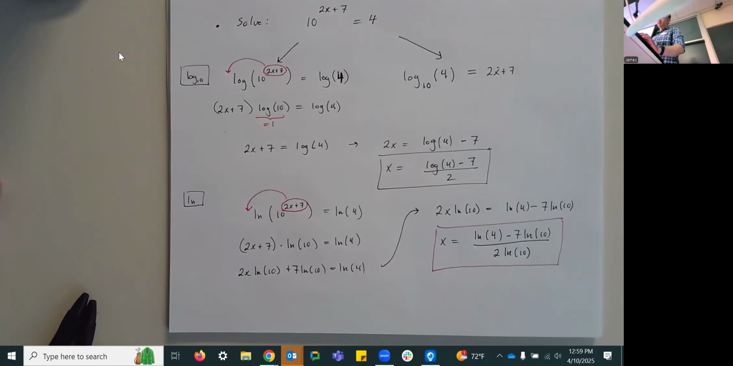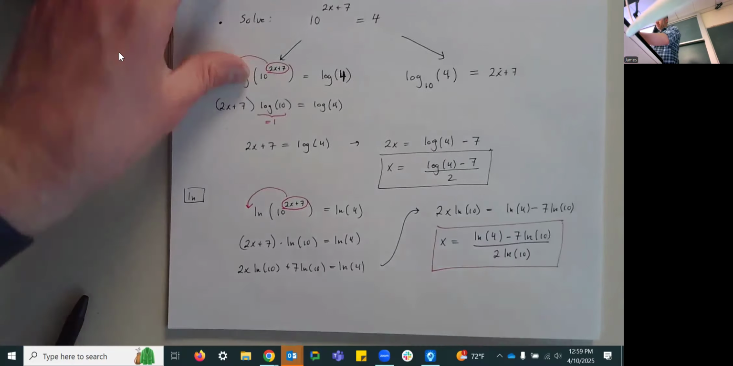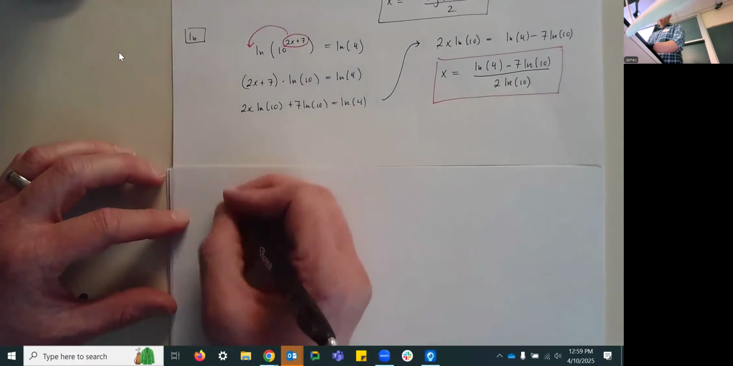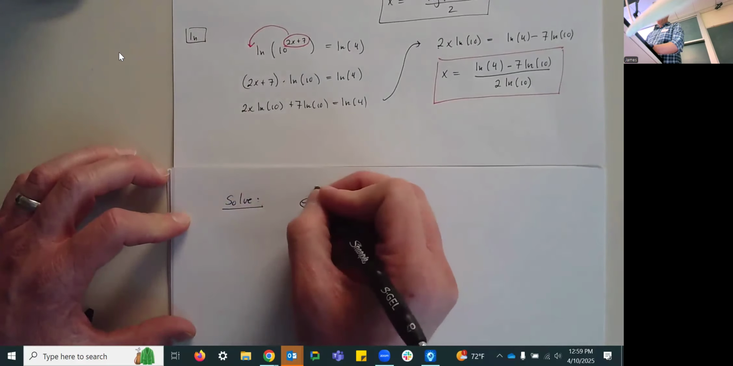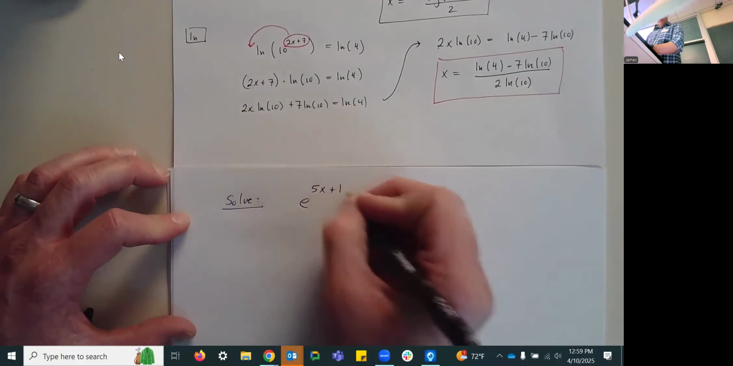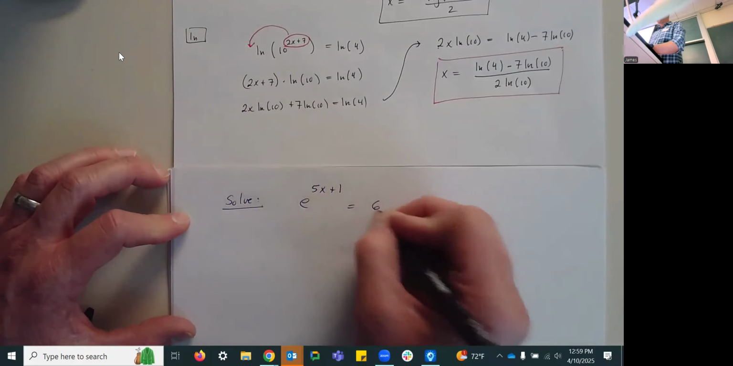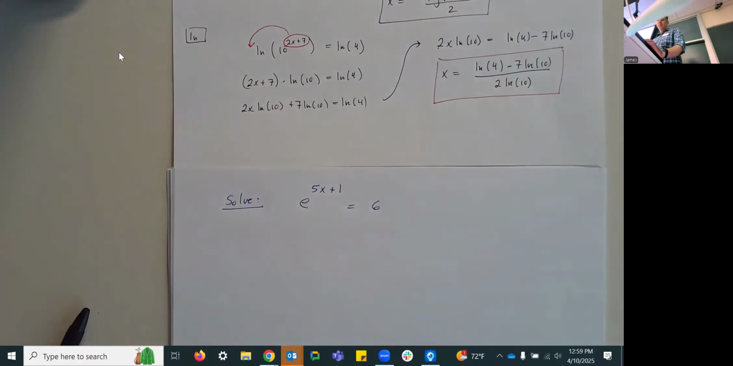All right. Not enough of that? Maybe. Why don't you all try one? Let me give you one to try here. I would like you all to solve the following equation: e to the 5x plus 1 is equal to 6. What logarithm should you use here? The natural log, because the natural log of e is 1. So go ahead and try that. Start by taking the natural log of both sides.